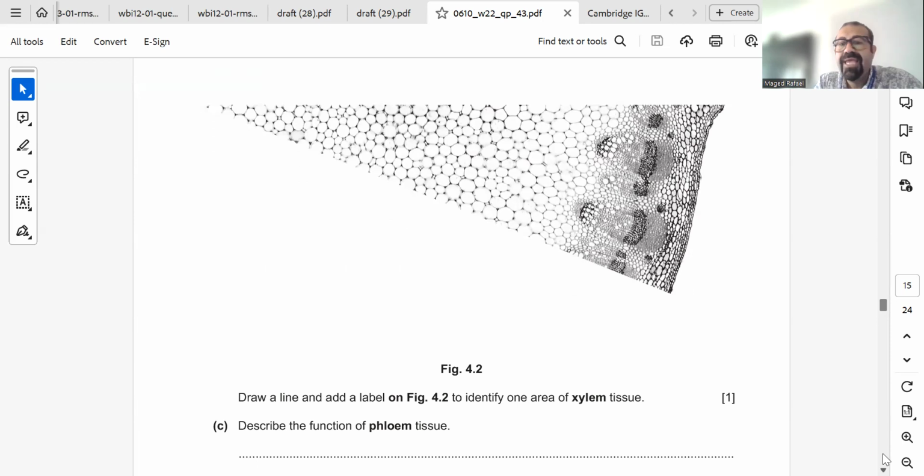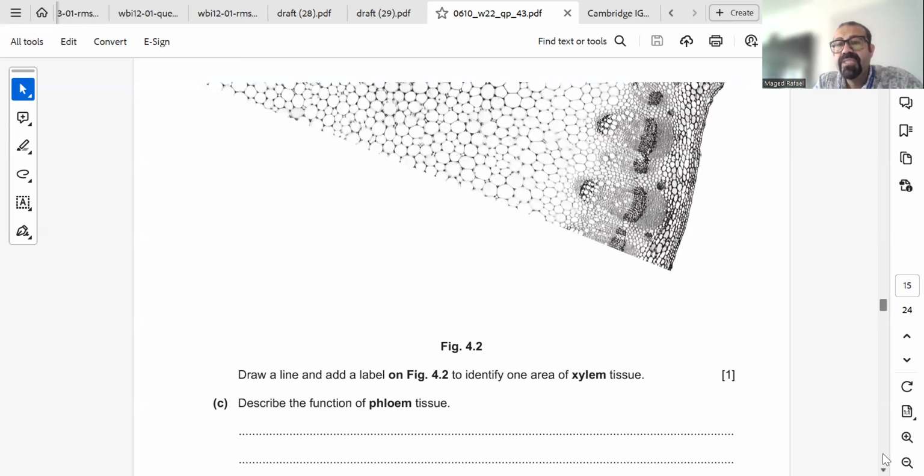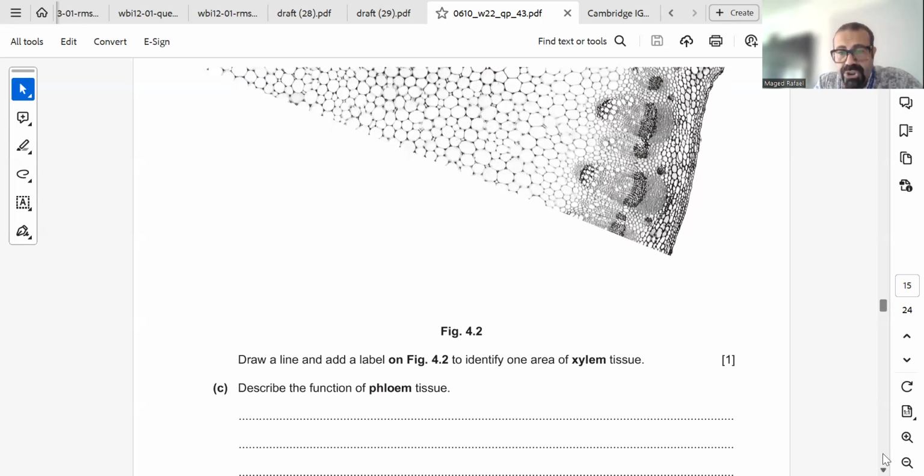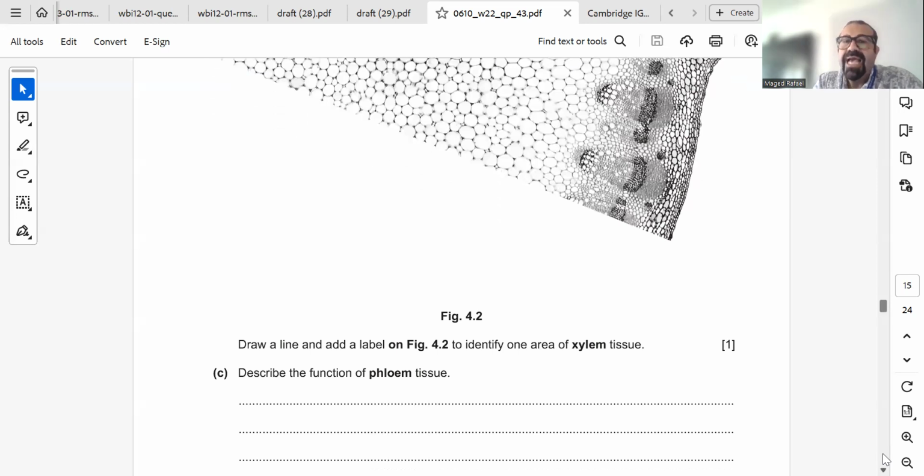In question B, I want you to draw a line and add a label on figure 4.2 to identify one area of xylem tissue و describe the function of the phloem tissue. عايزني draw a line عشان identify xylem. Please remember ان xylem is always inward في الstem والroot. However, الفانكشن بتاعت الفلويم ايه؟ Could you please text me ايه الفانكشن of the phloem? Transport.